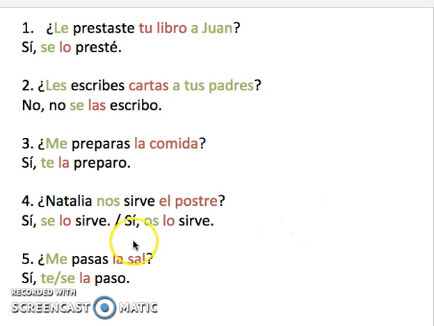So sí, se lo sirve. Again, we cannot have the combination of les lo, right? So yes, she serves it to you all. And that one would be in Spain. Sí, os lo sirve. So yes, she serves it to you all, but that's you all in Spain.